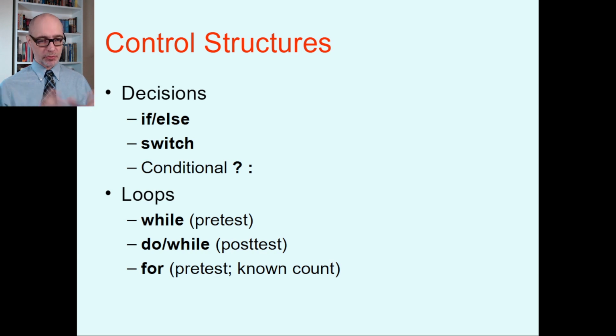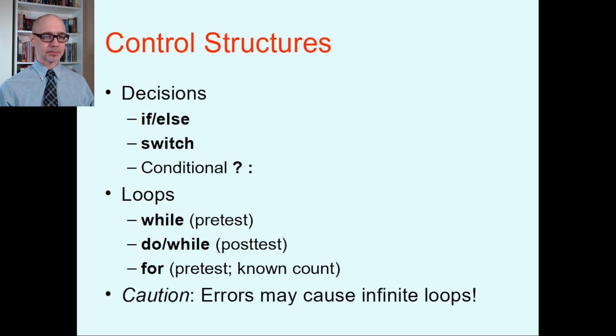And of course, there's also the for loop, which counts as a pretest loop and is specialized for when you know how many times the loop is supposed to iterate in advance, as opposed to the other ones, which are maybe like a user-controlled loop when you don't know in advance.